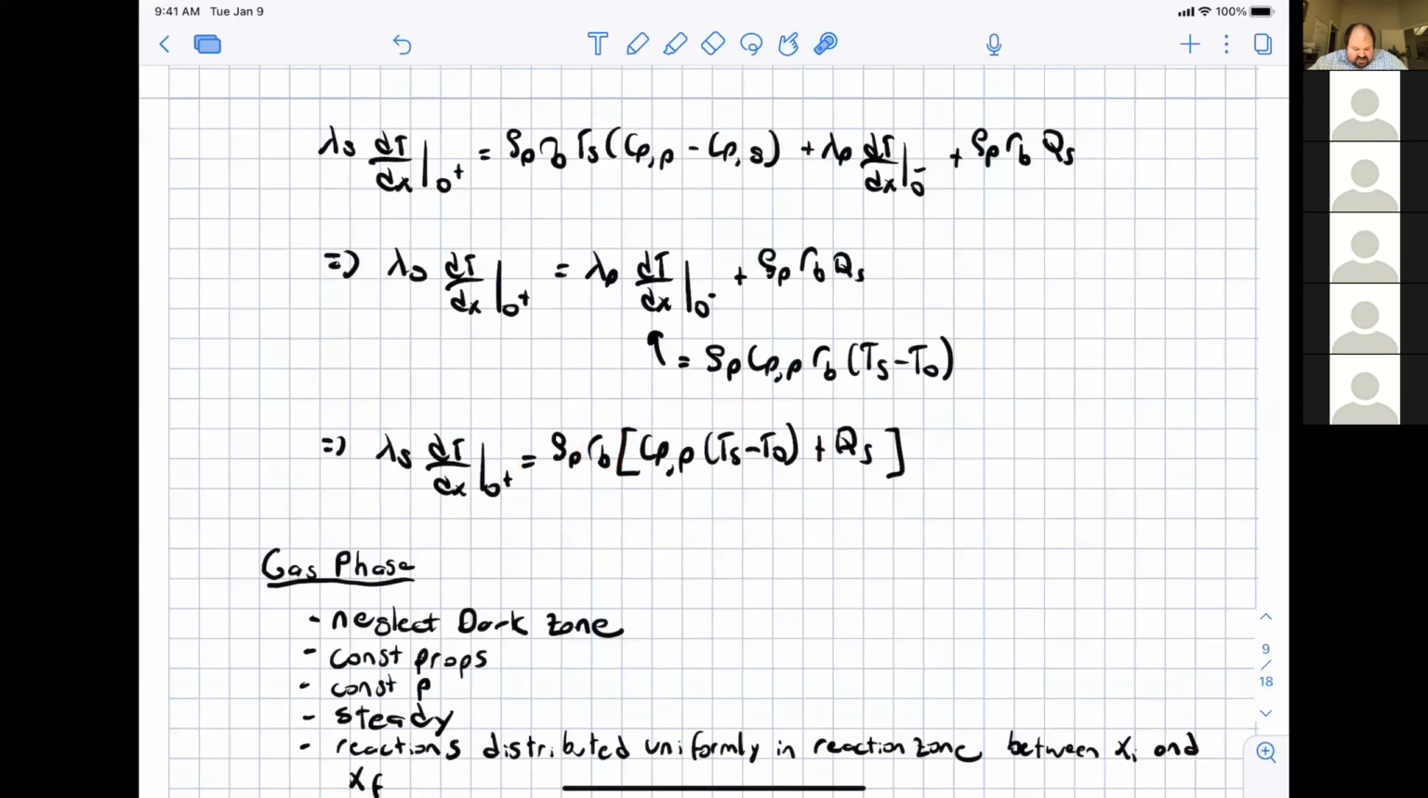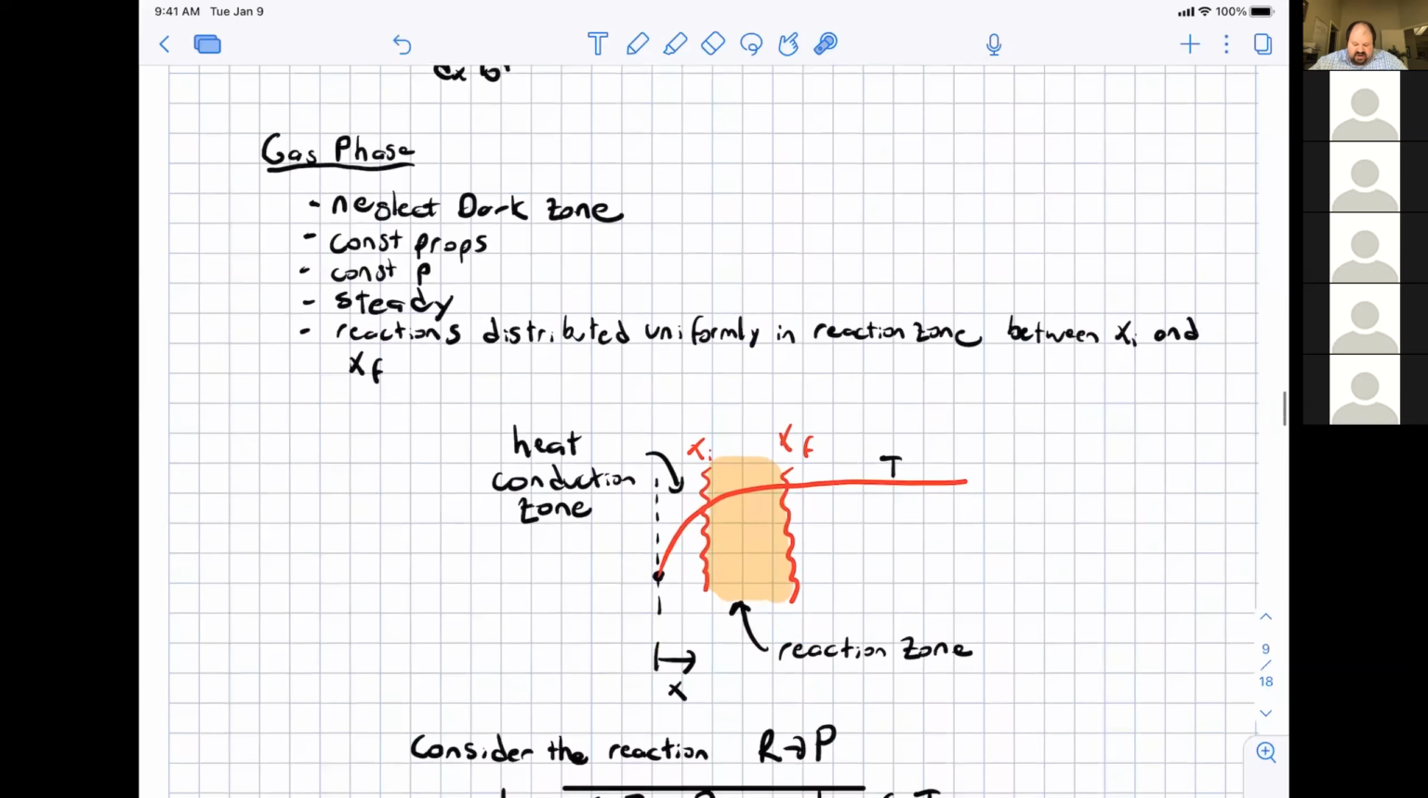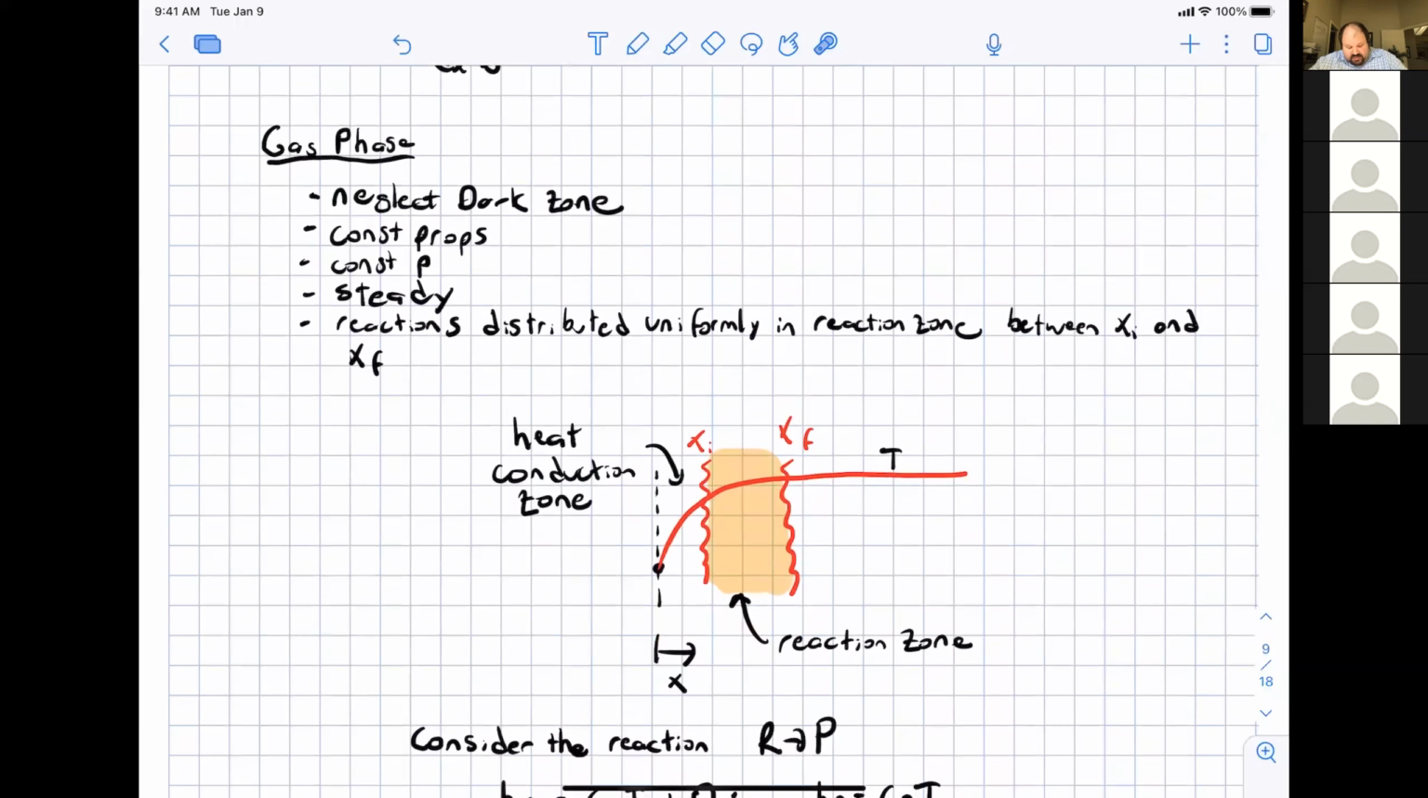We made a whole bunch of assumptions. We neglected the dark zone. We assumed constant properties and constant pressure. We're assuming it's steady, and we're assuming that the chemical reactions themselves are uniformly distributed in a very thin reaction zone between some x_i and x_f.